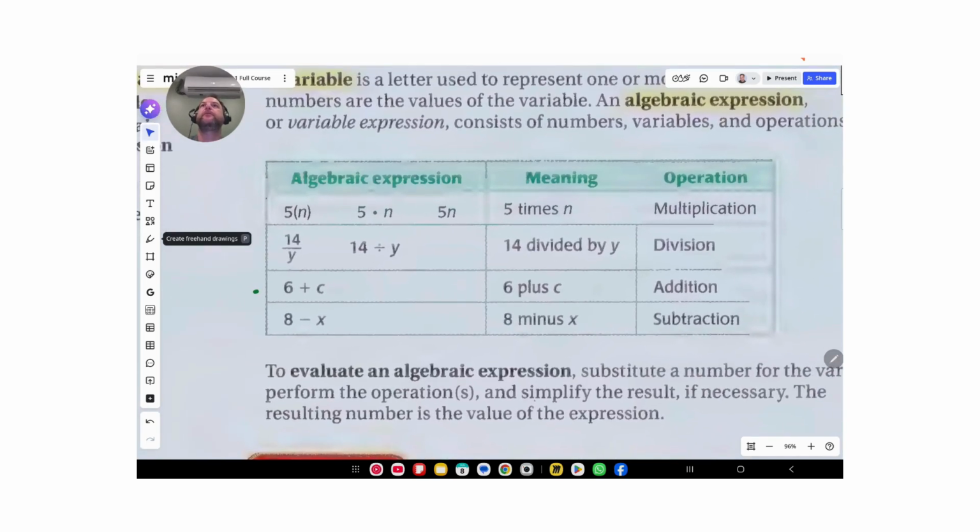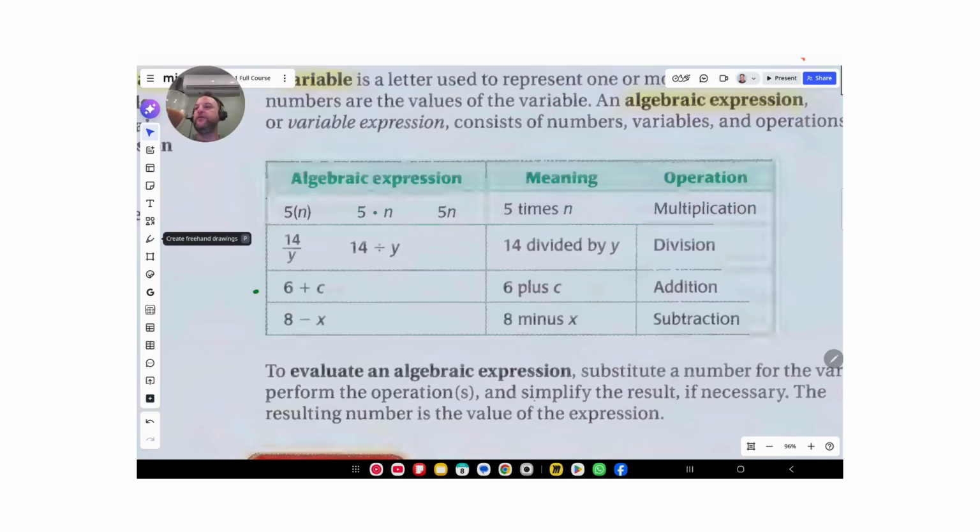Let's zoom in a little bit here. We're trying to answer the question for algebraic expressions. How do we evaluate them? And the answer is we're going to substitute a value for the variable and then do the operation, as we can see here in our chart. So for powers, for example, you multiply the base by itself as many times as the exponent says.